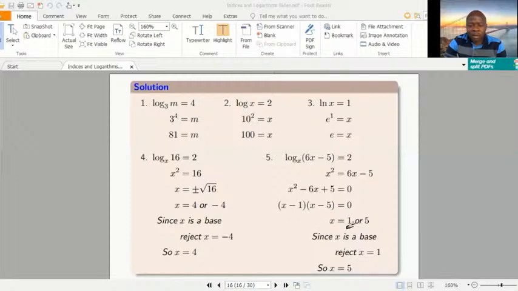But I rejected 1. Why? Because we said that the base is supposed to be greater than 0, and is not supposed to be 1. When you go back to the definition of the logarithm function, you can see that x is a base here. So it can never be 1, and it's supposed to be greater than 0. So we are left with only one option, that x is 5. Let's look at another concept.